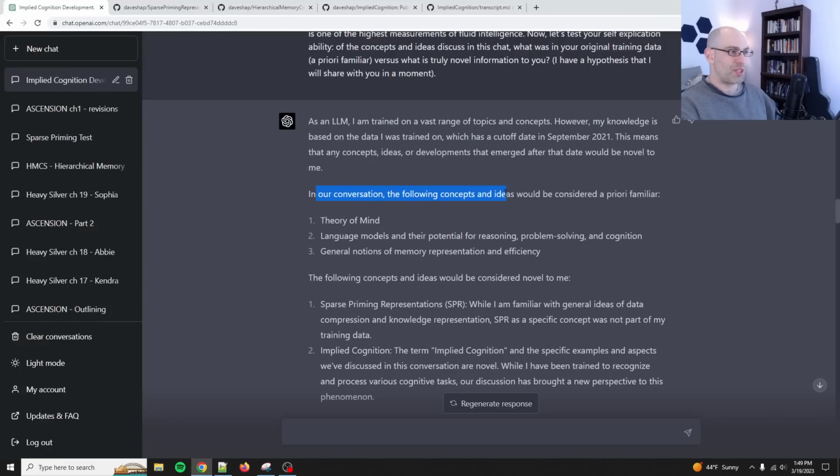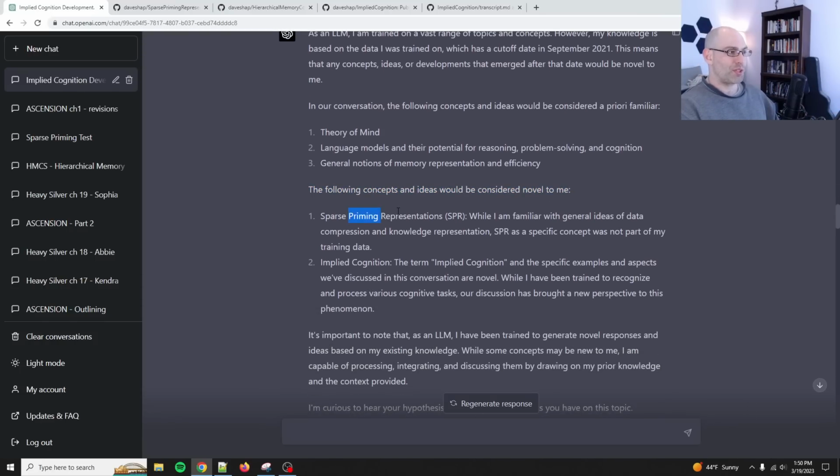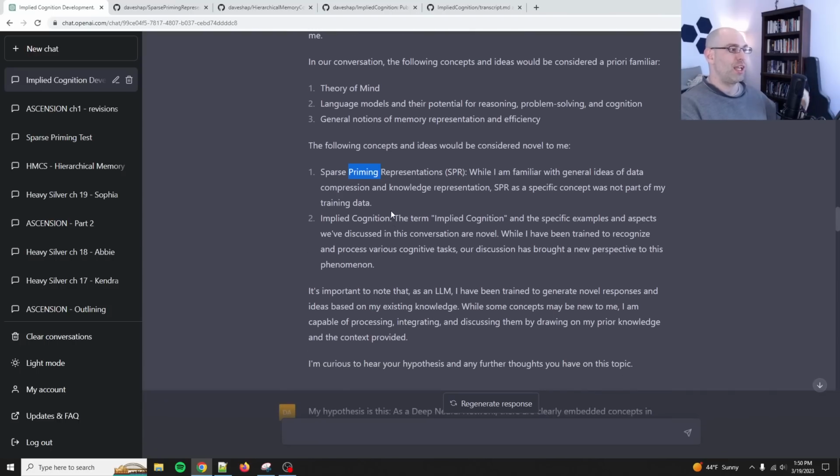So it said, in our conversation, the following concepts and ideas would be considered a priori familiar. So it understood theory of mind. It already knew that. Language models and their potential for reasoning, problem solving, and cognition. It said that it already understood that, which is interesting. General notions of memory, representation, and efficiency. The following concepts and ideas would be considered novel to me: SPR's, sparse priming representations, and implied cognition. So again, it was able to restate, these are things that I'm not familiar with.